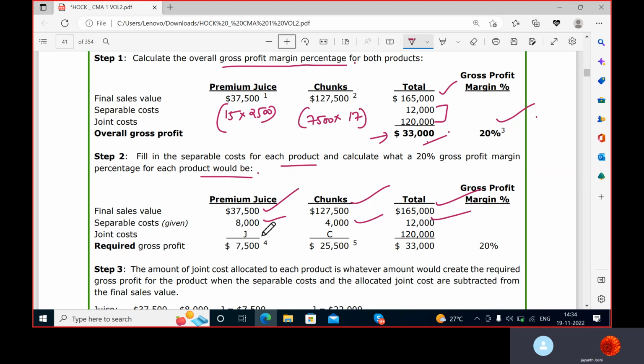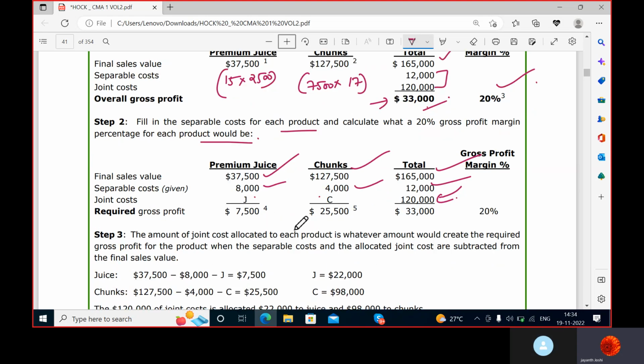Okay. So now from gross profit, we are going to get that. Yes, 120 is the joint cost. We don't know the separable amount for these two, the individual amounts. So we just took J and C or X we can assume. But what we know is that our overall gross profit is 33,000. With that overall gross profit, what can we do?